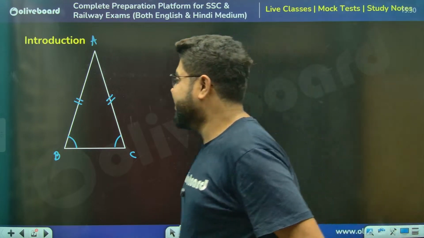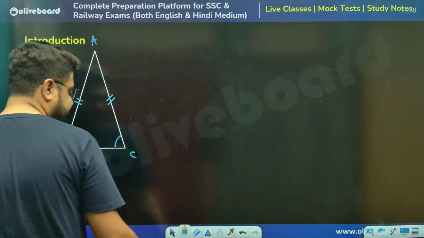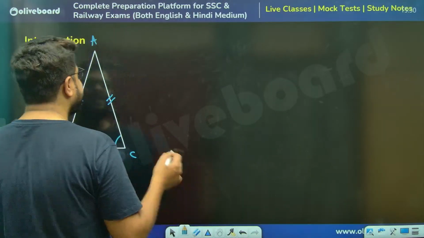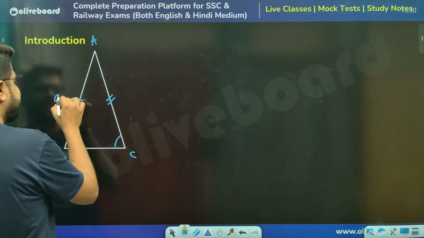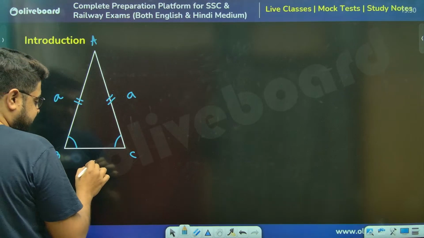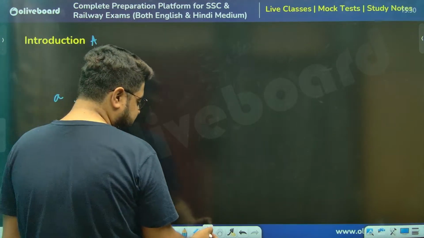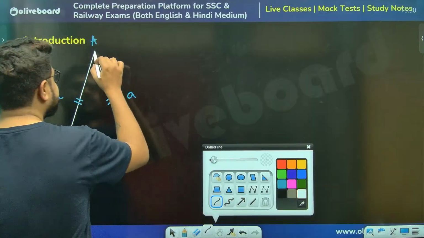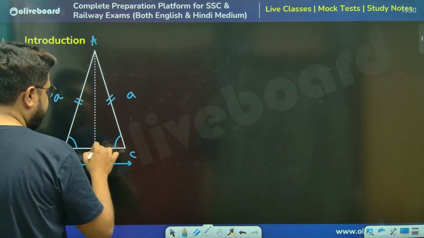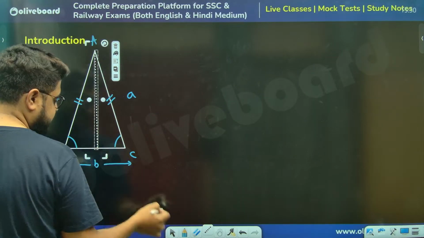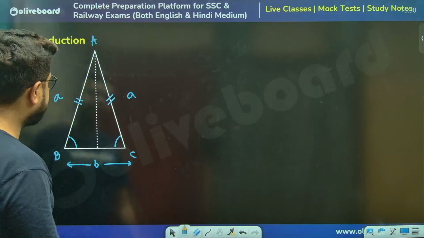Now, isosceles triangle. The thing about isosceles is that this side is A, and this is also A. But I'm taking this as B, the base. The logic is the same. If I drop a perpendicular like this, it looks like a perpendicular, right?